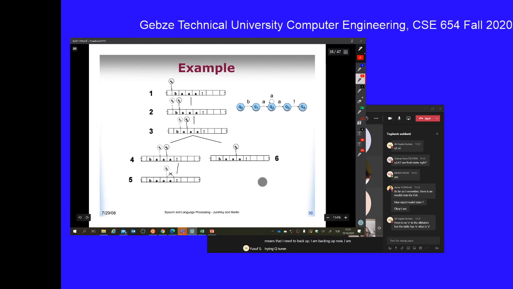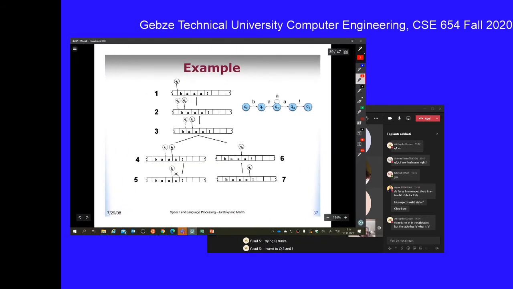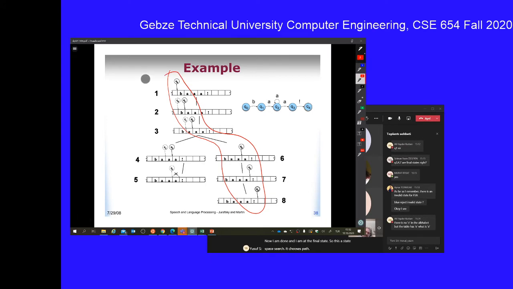I went to Q2 and I received another A. Now I am going to Q3. I could have stayed at Q2 here. Okay, that was another possibility. Now I am at Q3 and this is the exclamation point. Now I am done and I am at the final state. So this is a state space search. It chooses this path, you start from the start, you end in a final state, and you're done. It's a state space search.